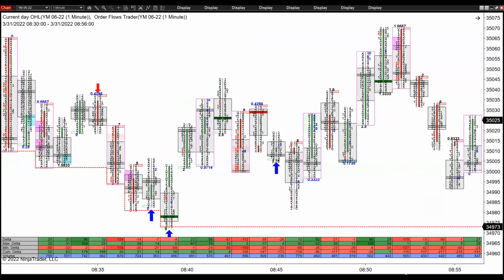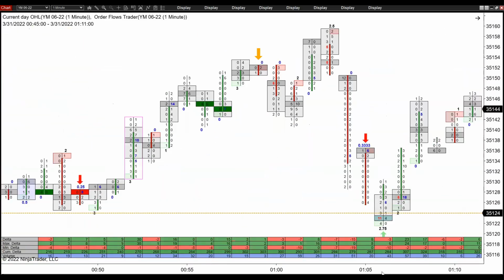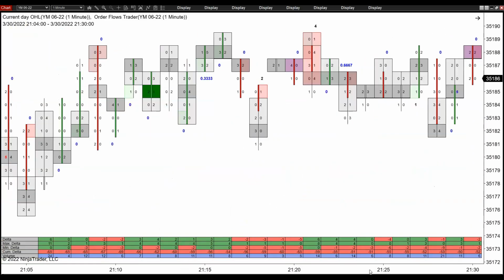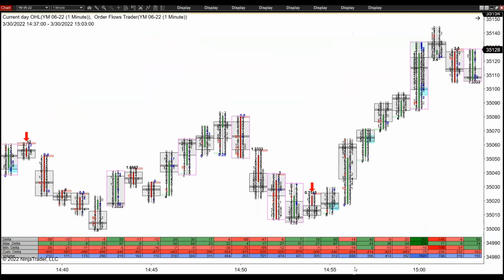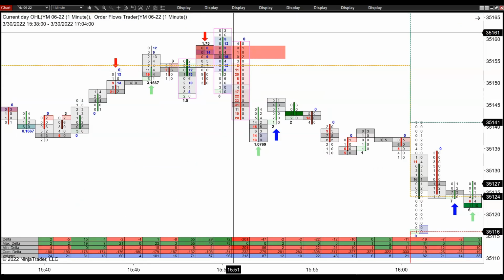But again, it's all about understanding your market, right? For E-minis, you could use an inverse imbalance level of 2, whereas on mini Dow, 2 is not going to be effective at all. Again, you wouldn't take this one.